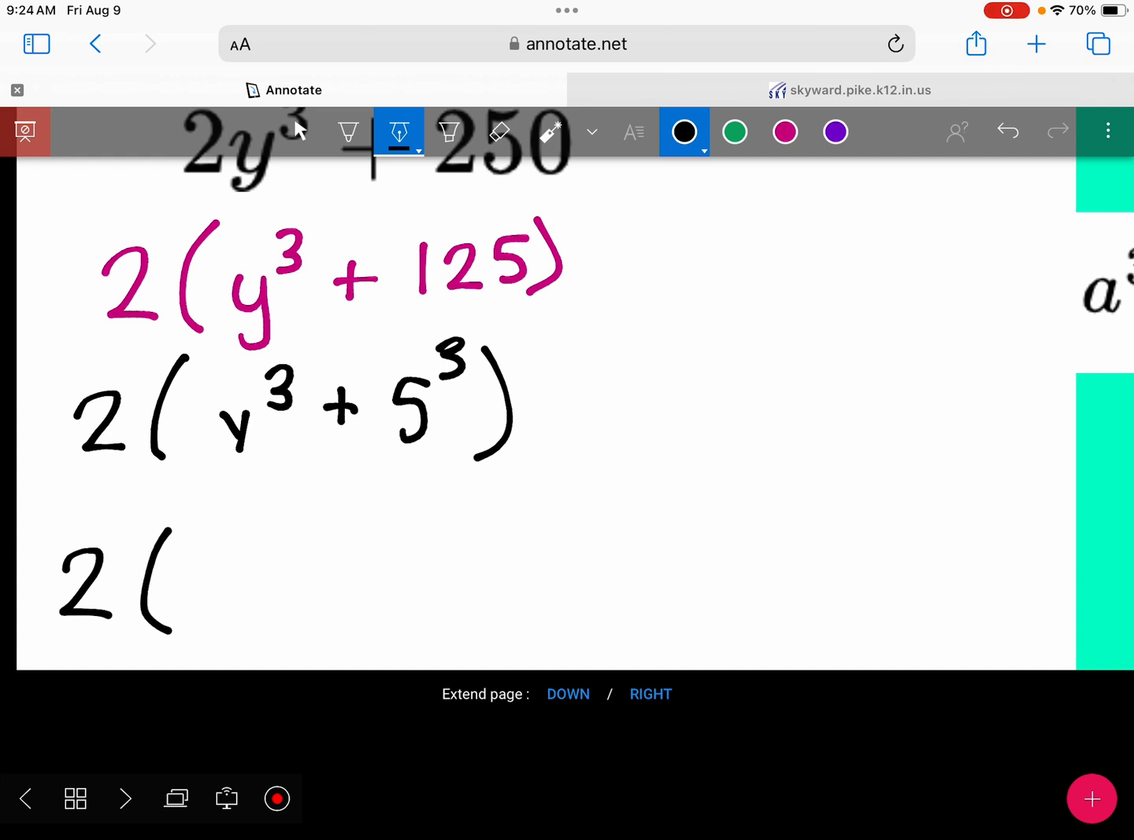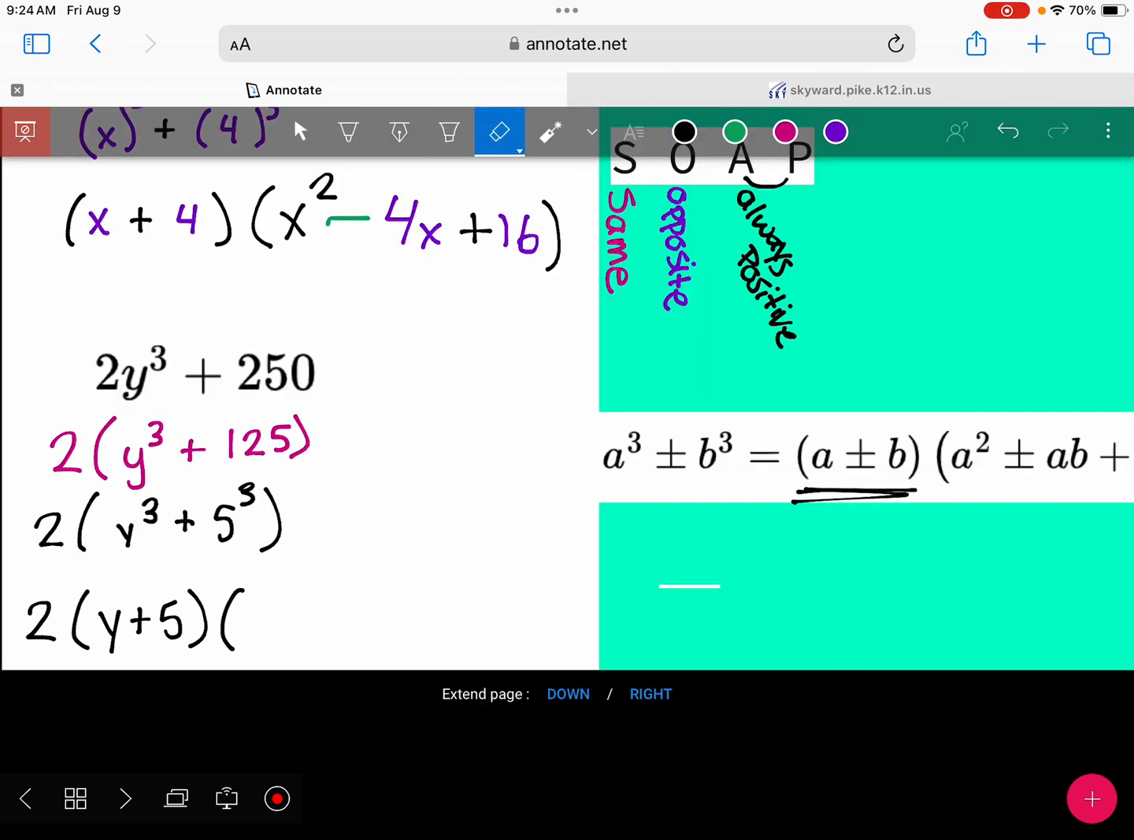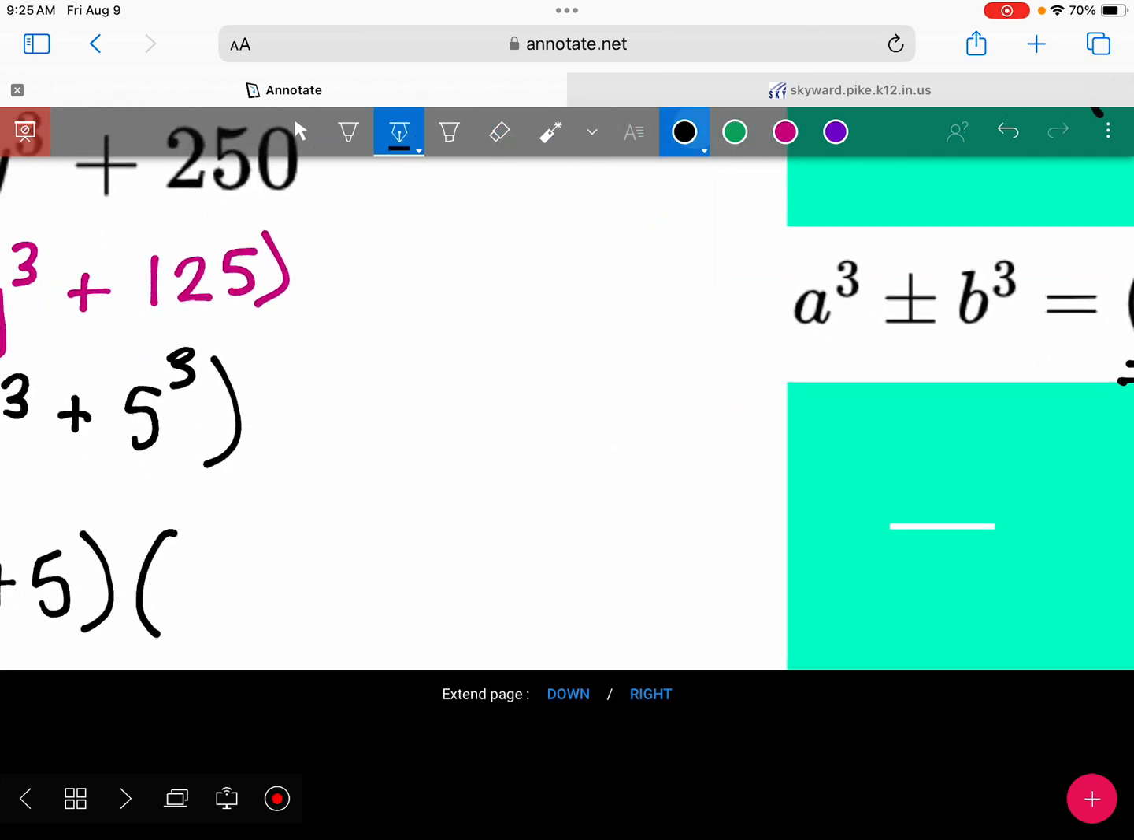And then we're into our individual factors here. What are we going to put as this first factor? y plus 5. We use that same sign. The next chunk, let me erase the circles off of it so we can see it. What's our first piece? y squared. What's our next sign? Minus 5y plus 25, 5 squared.